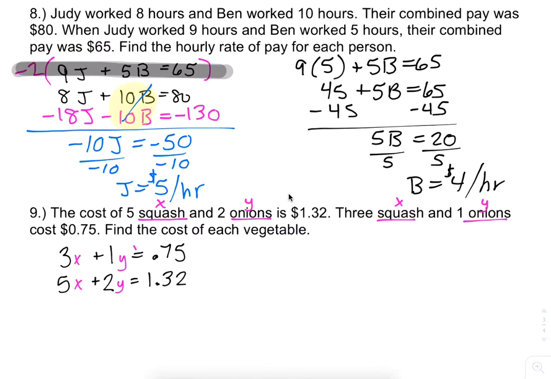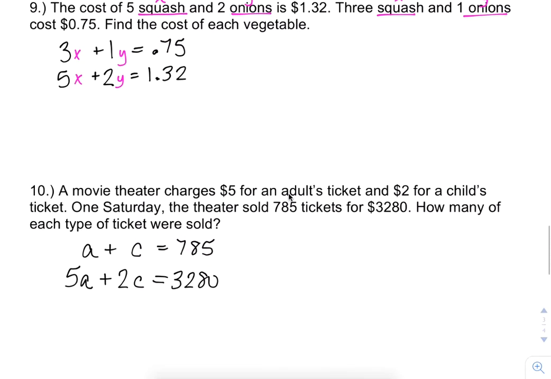I'm probably going to change this 1 into a -2. I think that's the easiest way to make them cancel. So if I want to change it to a -2y, that means I need to multiply by a -2 again. Okay? All right, so -2 times 3x is -6x. -2 times 1y, -2y. -2 times 75 is -$1.50.